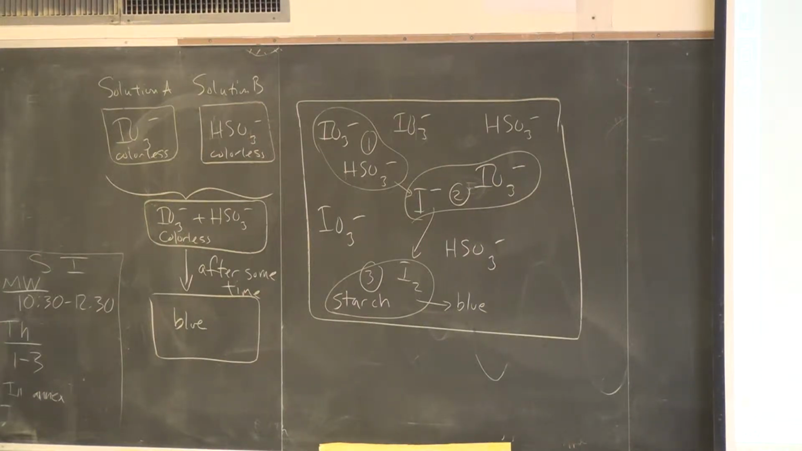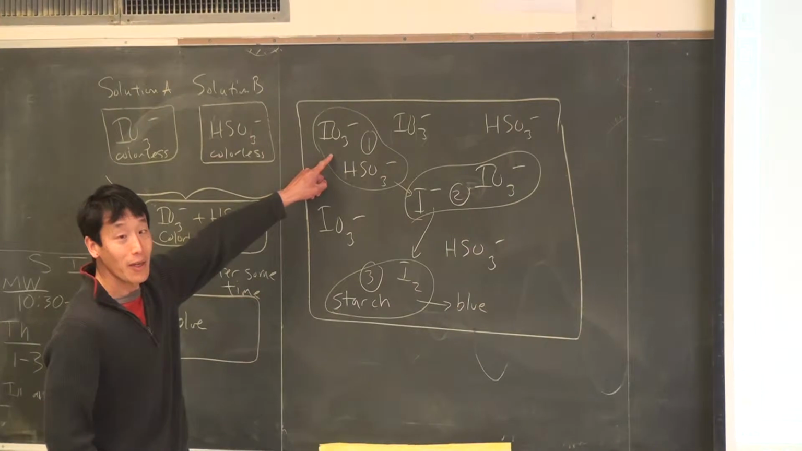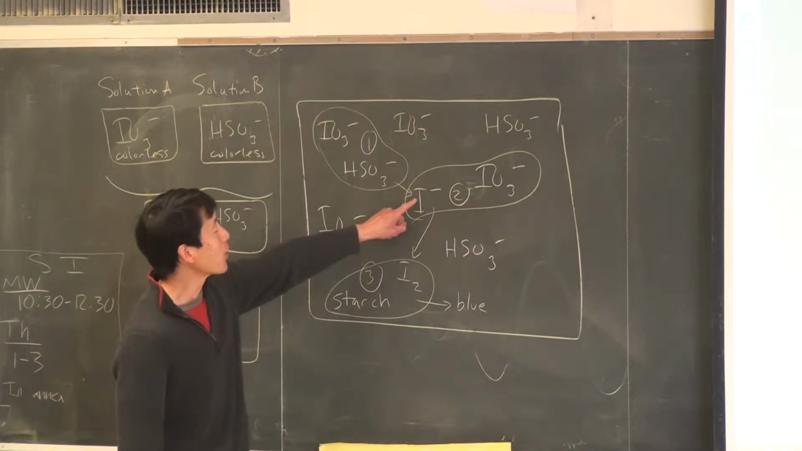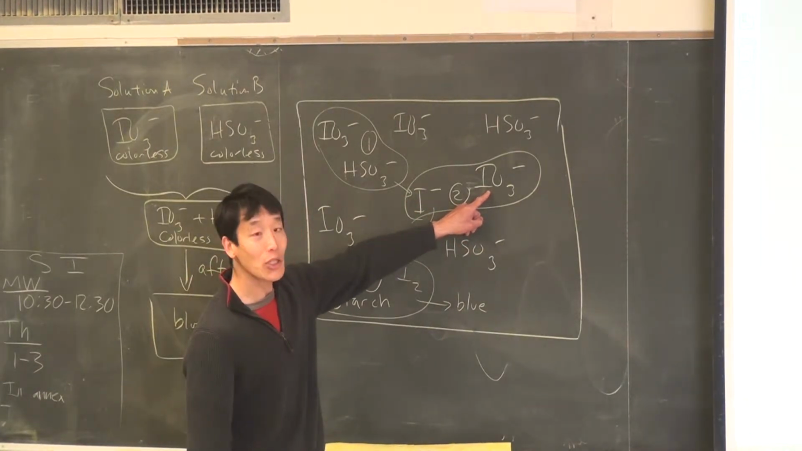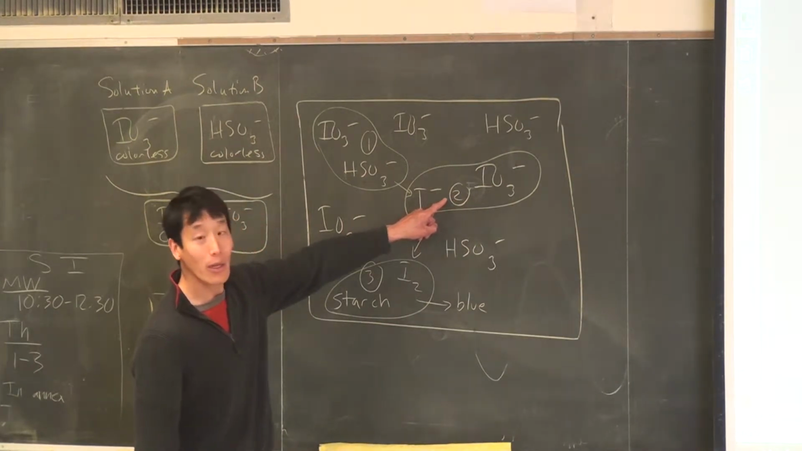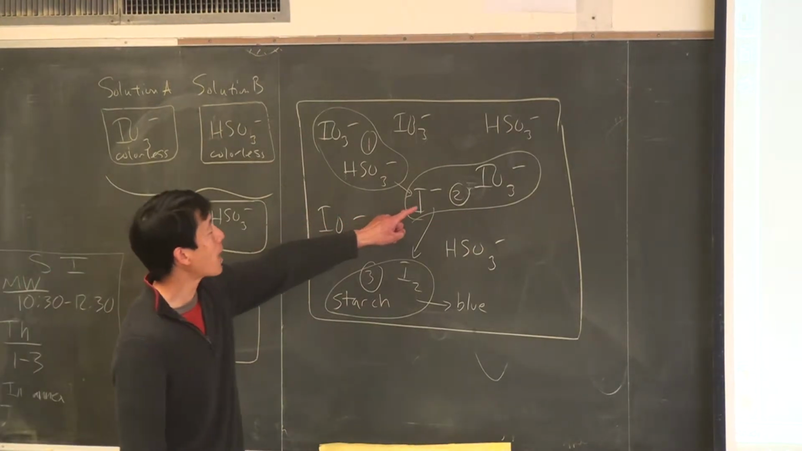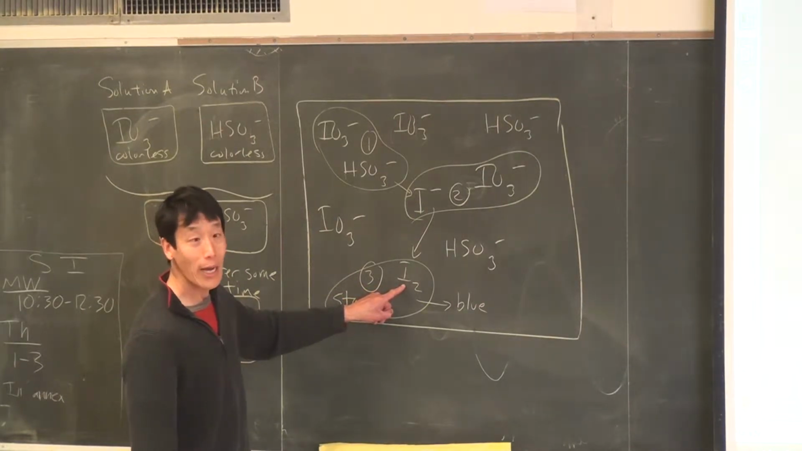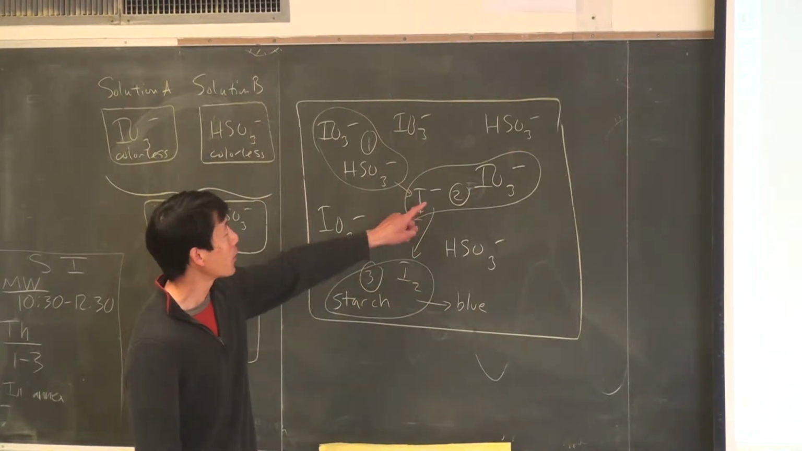Okay, so let's go through it. So if this reaction is faster, note that IO3 minus reacts with HSO3 minus to produce I minus. So this reaction occurs fast. If reaction 2 is slow, the I minus reacts with IO3 minus, but if this reaction is slow, will this reaction occur compared to reaction 1? No. So if this reaction 2 does not occur, will I2 be produced? So if I2 won't be produced, will the solution turn blue? No. Let's do the second part.